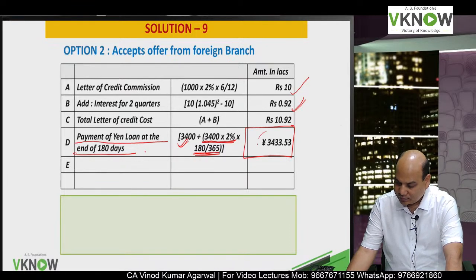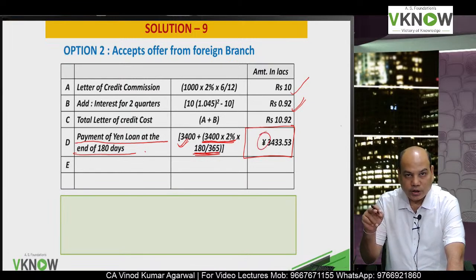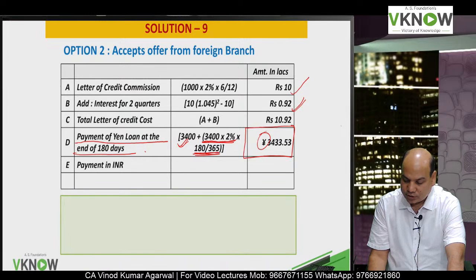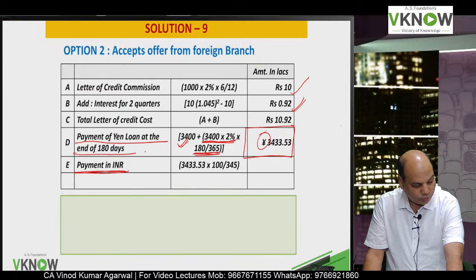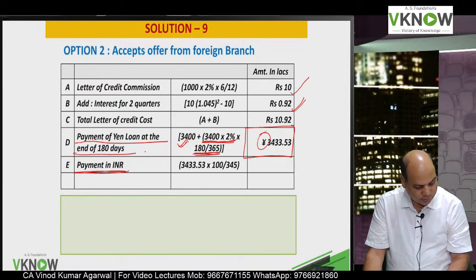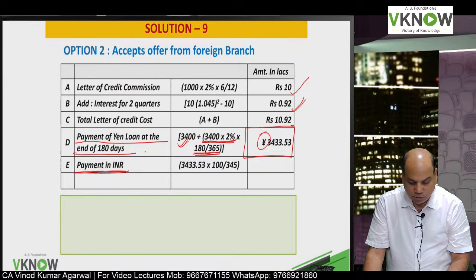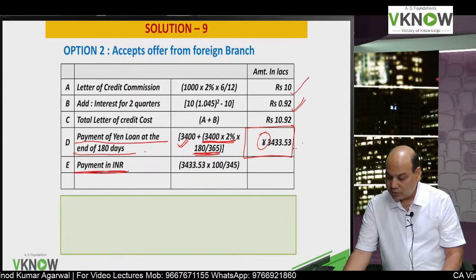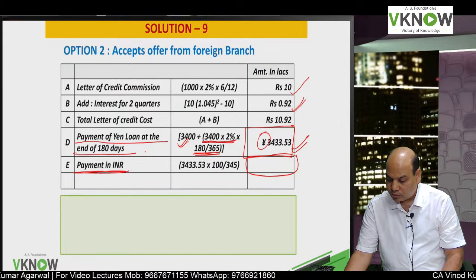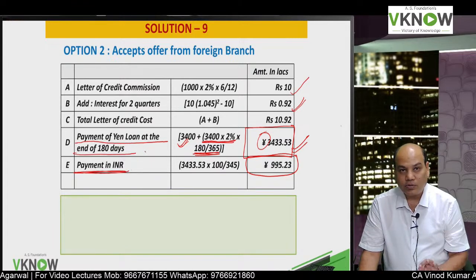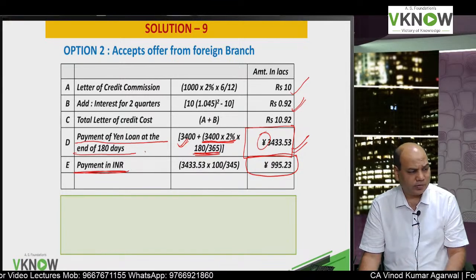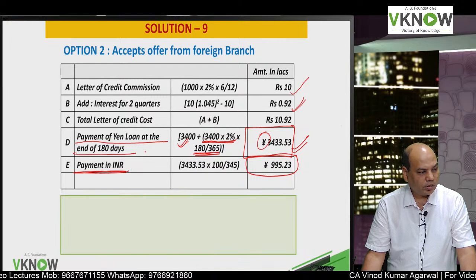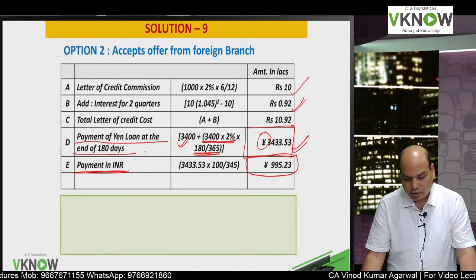But that is in yen. We have to convert into rupees so that I can compare with the first answer. So now I will calculate payment in INR. If you look at the question, the forward rate is 100 rupees equal to 345 yen. So what is the equivalent amount in rupees? 3433.53 into 100 by 345. So the answer is 995.23.